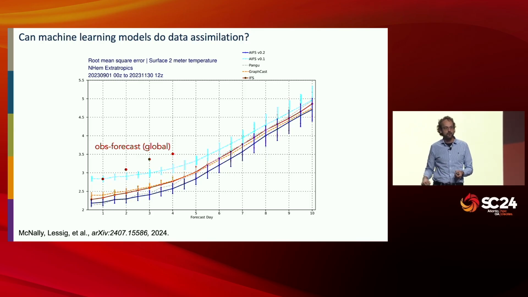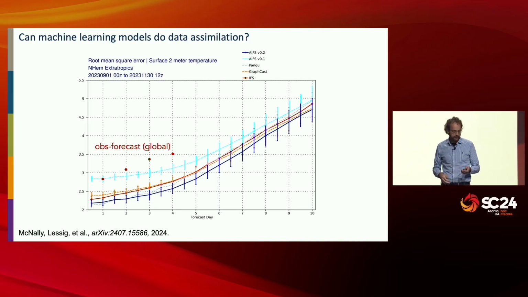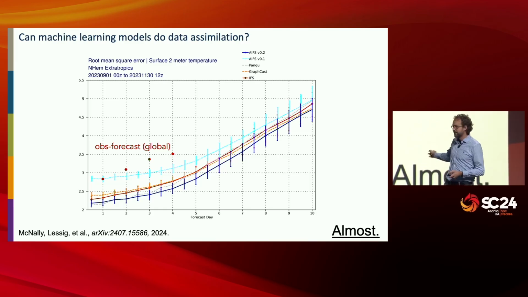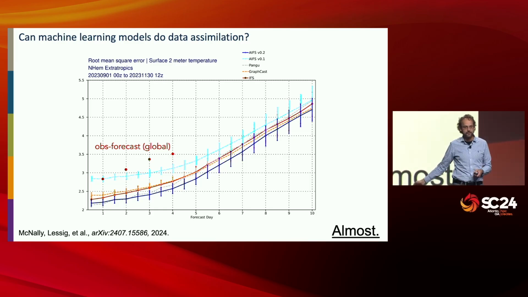So I'm very confident that if I would give the same talk in a year from now, I would probably be able to say, like, OK, data assimilation is done. So my conclusion is it's almost. So we're almost there that we can also do data assimilation with machine learning.